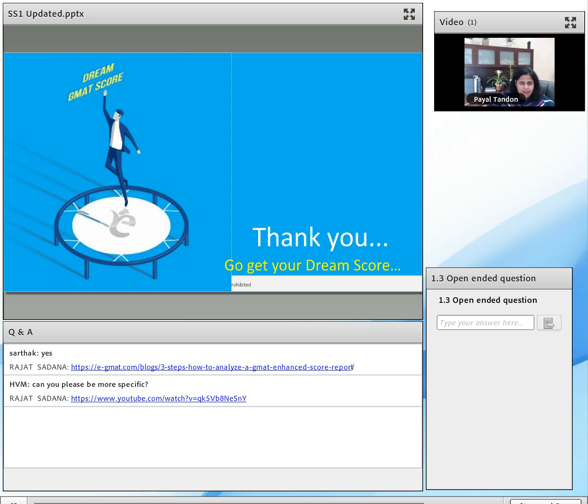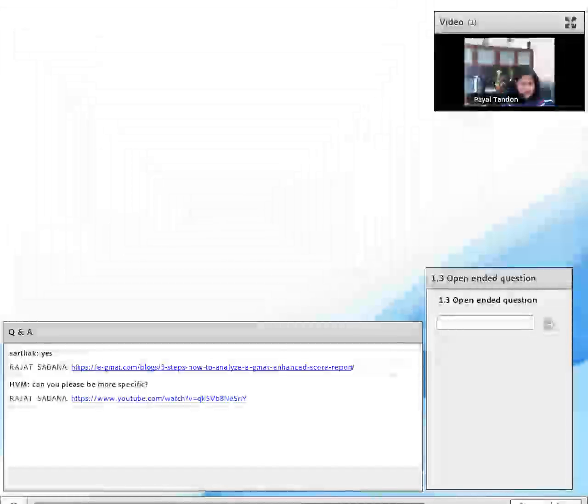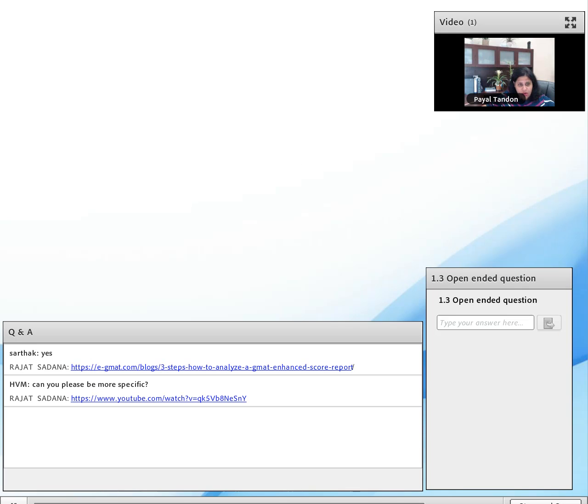How do I get the baseline score if I join e-GMAT? If this is your first attempt, then definitely take the SigmaX mock to get your baseline score. If this is your second attempt or multiple attempts, then definitely use your last ESR to get your baseline scores.